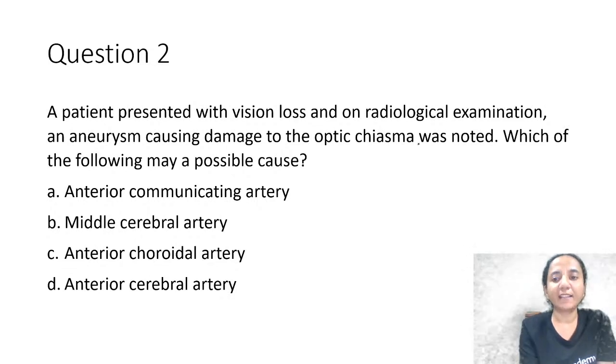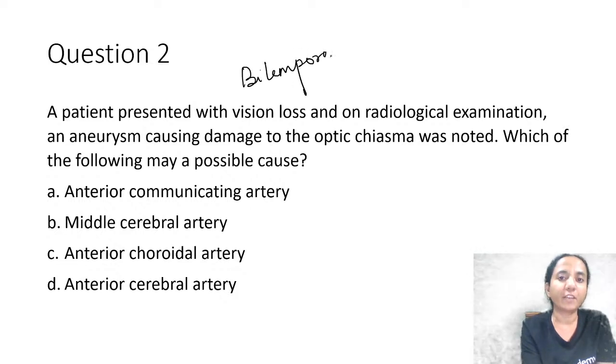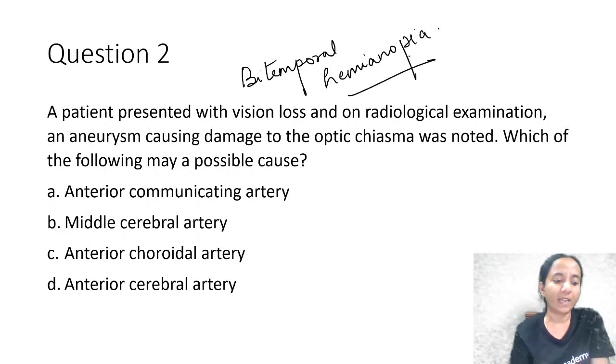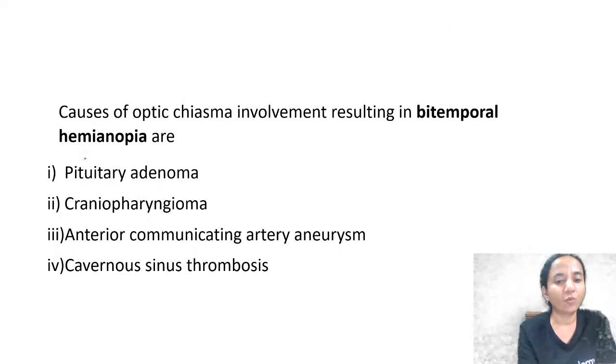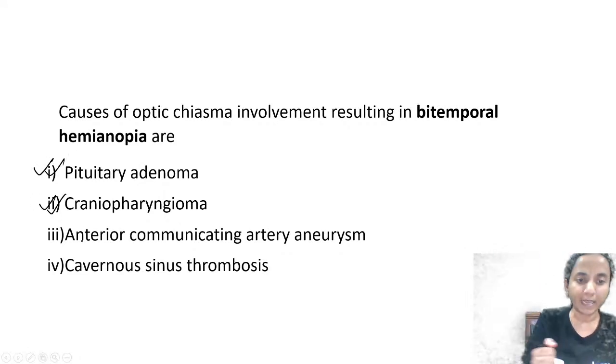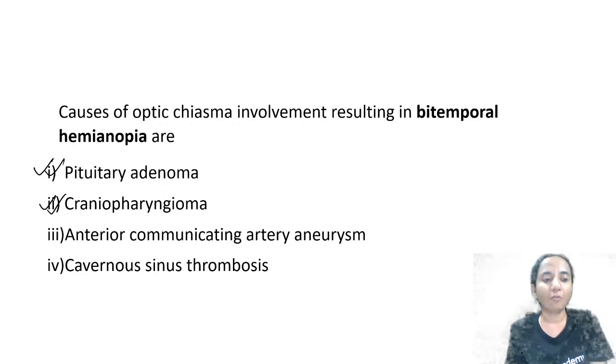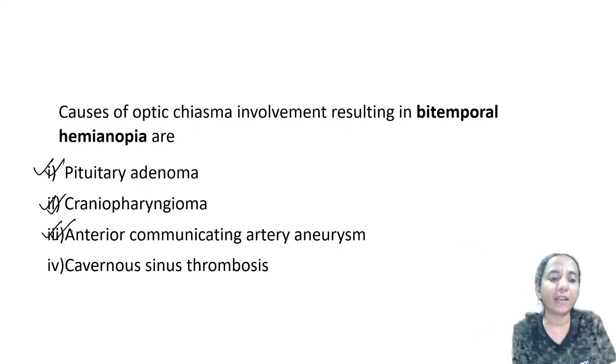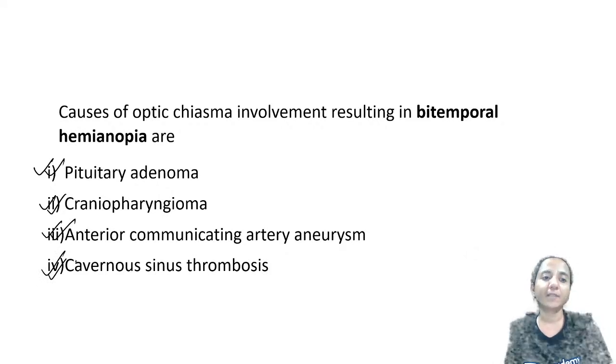Yeah, so we can understand that there is a bitemporal hemianopia which has been caused by compression of the optic chiasma, right? So now, what are the common lesions that cause this bitemporal hemianopia and compress the optic chiasma? These two we already know, that is pituitary adenoma and craniopharyngioma, which we normally study. The other two that you need to know are anterior communicating artery aneurysm and cavernous sinus thrombosis. These are also conditions which cause optic chiasma involvement.